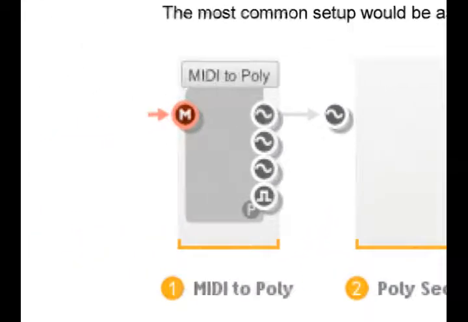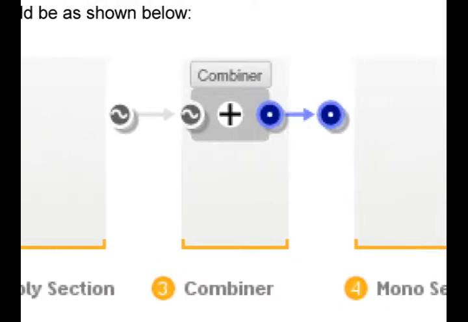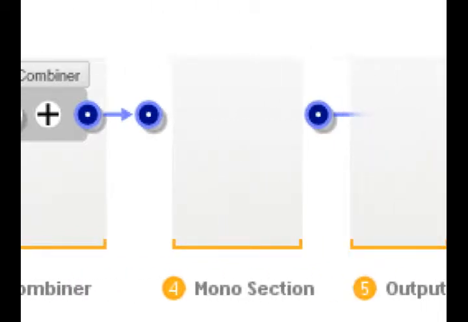1. The MIDI to poly module converts incoming MIDI note data into poly signals. 2. The poly section processes the signals. 3. The combiner module then combines the independent poly signals into one mono signal. 4. The mono section applies processing to the result.